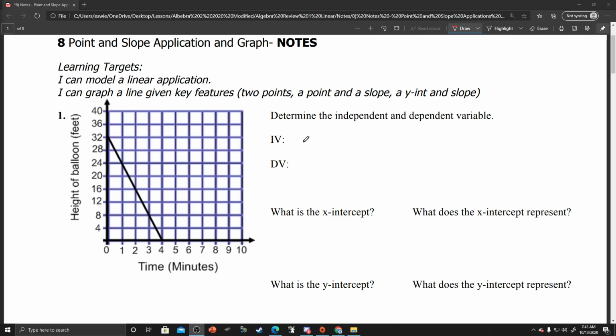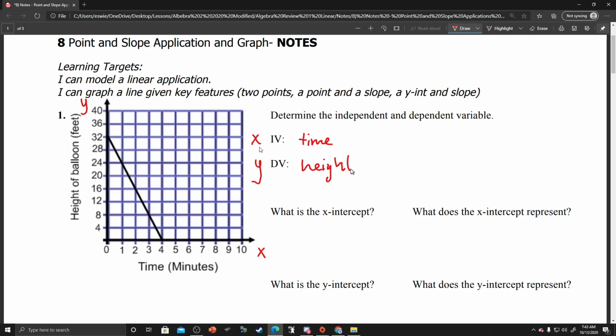So let's go through a little opener here. It says determine the independent and dependent variable. The independent variable, what is that? That's my x. And my dependent variable is my y. If I look on my x-axis, I can see what the variable is because it's written on the graph. So the independent variable is time and the dependent variable is height of this balloon.